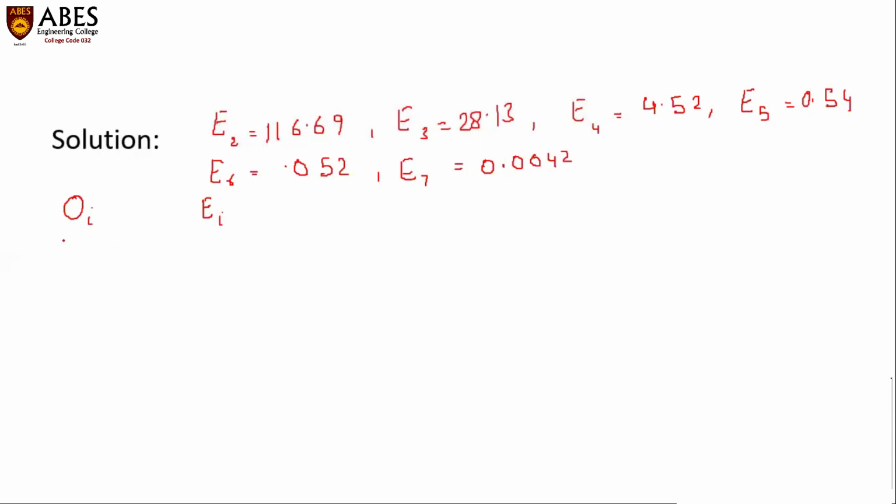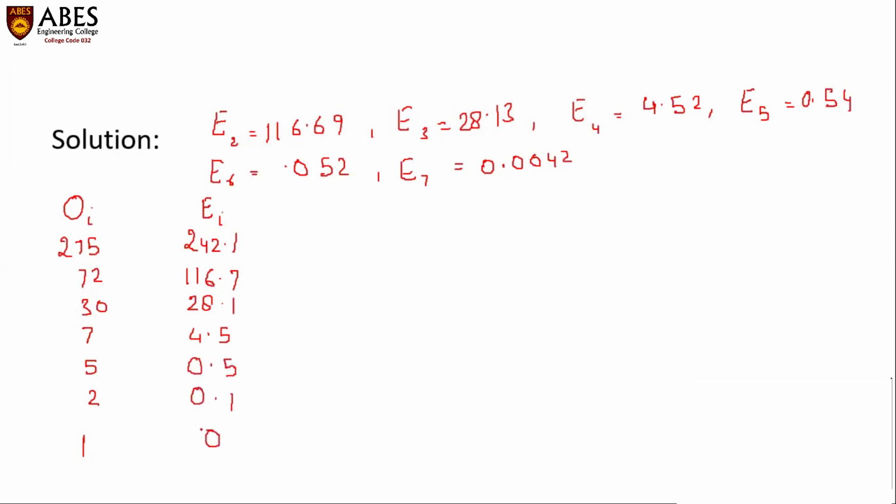So the OI values were 275, 72, 37, 5, 2, 1. 7 categories including zero. And here the EI values are 242.1, 116.69 or 7. Let us round it off to the first decimal place. 28.1, 4.5, 0.5, 0.10.